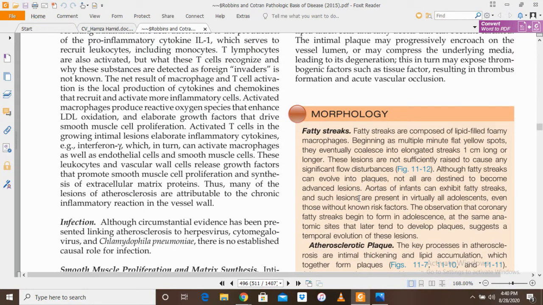Aortas of infants can exhibit fatty streaks, and such lesions are present in virtually all adolescents, even those without known risk factors. The observation that coronary fatty streaks begin to form in adolescents at the same anatomic sites that later tend to develop plaques suggests a temporal evolution of these lesions. So, when some of the fatty streaks change into atherosclerotic plaque, these plaques obstruct the blood flow.